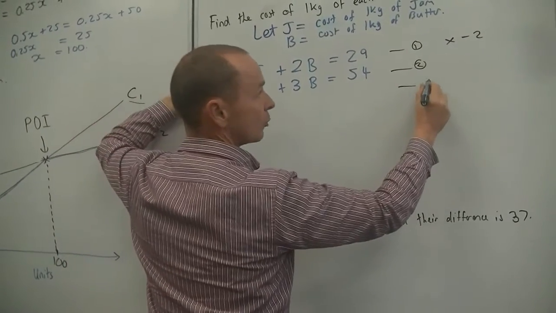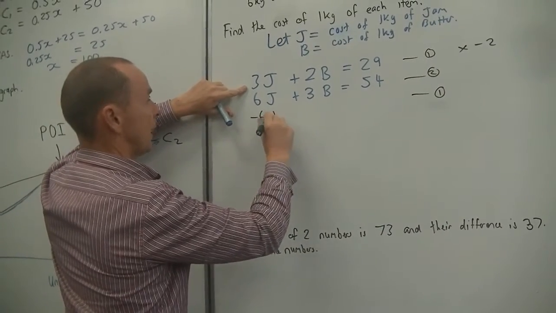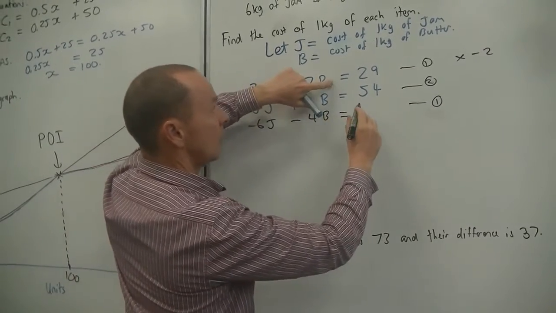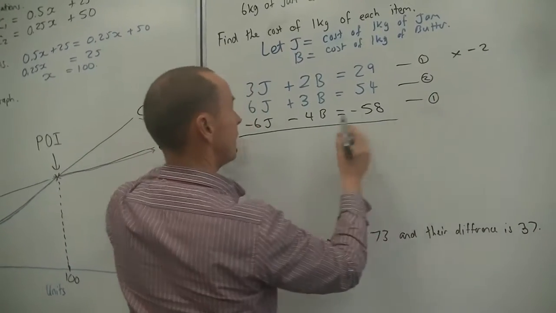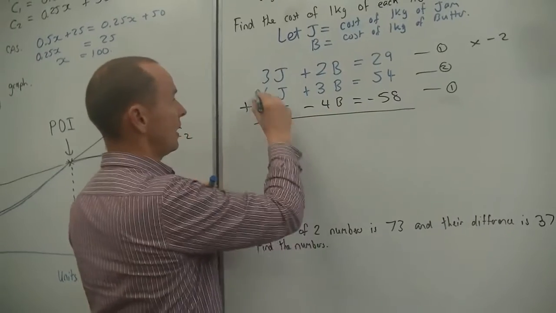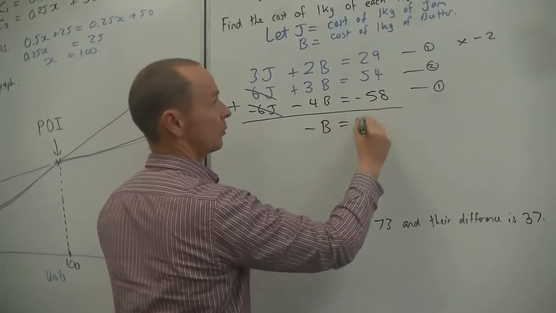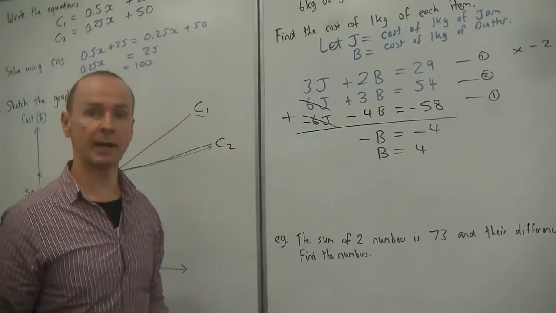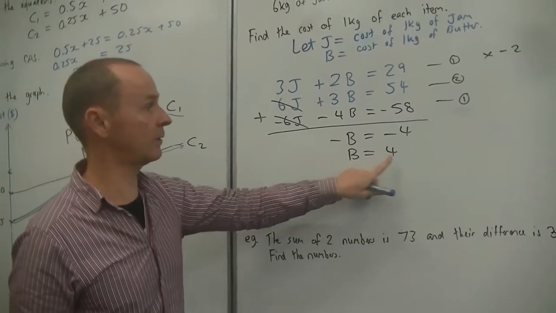So if you have no idea what I'm talking about, don't worry, just use CAS. So this one will be negative 6j minus 4b, because I'm multiplying that by negative 2, and that equals negative 58. The reason why I made it negative is so now I can add these two equations together, equation 1 and equation 2. So the j's cancel, and here I'm left with negative b is equal to negative 4, so therefore b is equal to 4. So you would have done that on your CAS straight away, it would have given you both answers. So the cost of 1 kilogram of butter is $4.